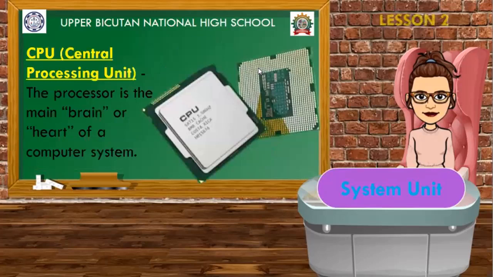Next one, we have the CPU or the Central Processing Unit. The CPU is the processor or the main brain or heart of a computer system. So it is the brain and the heart of our computer system. It performs all of the instructions and calculations that are needed and manages the flow of information through a computer.